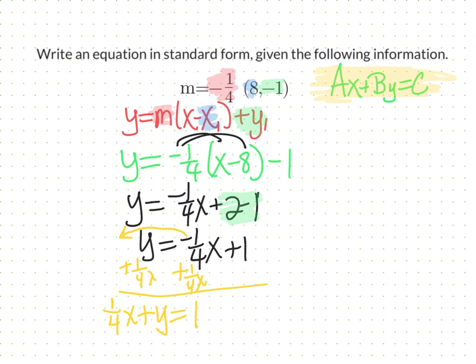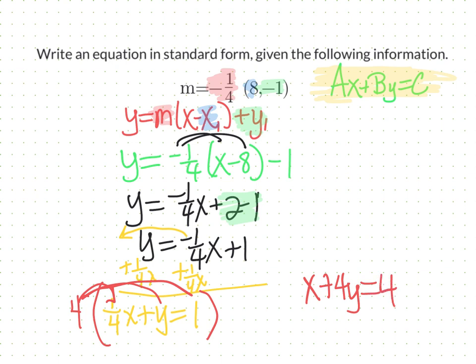Now, when you move it, make sure it's always going to be the opposite, okay? Now, this cannot be a fraction, so I'm going to multiply by the denominator. Now, I'm going to multiply by positive because my a term is positive. So 4 times 1/4 is x. 4 times y is 4y, and 4 times 1 is 4.